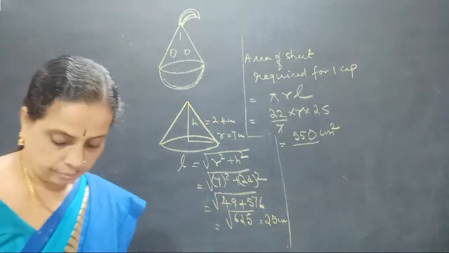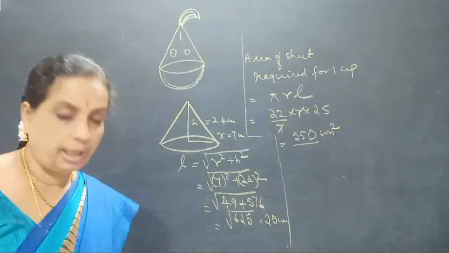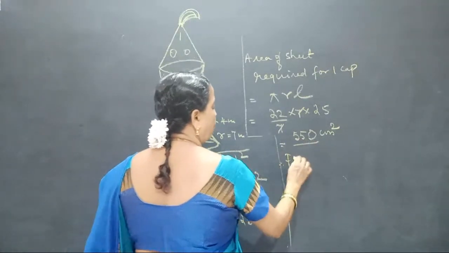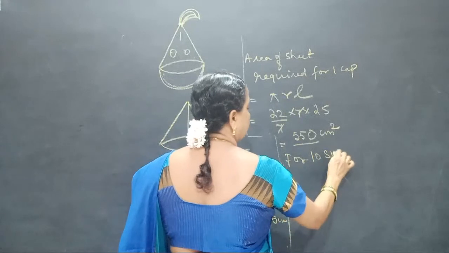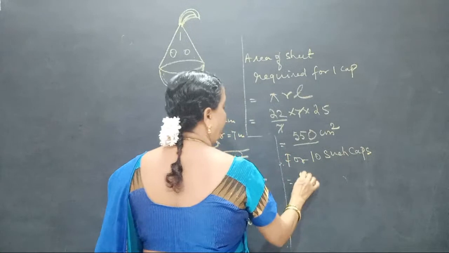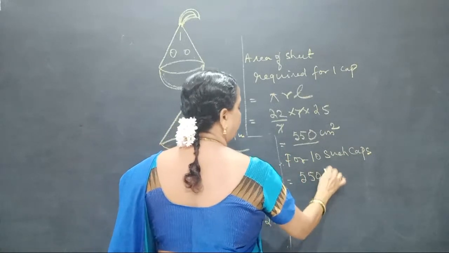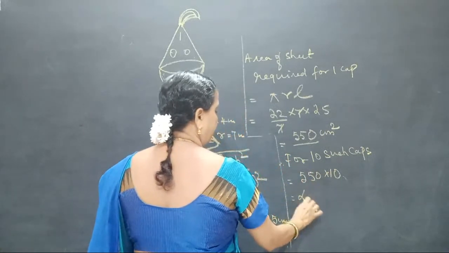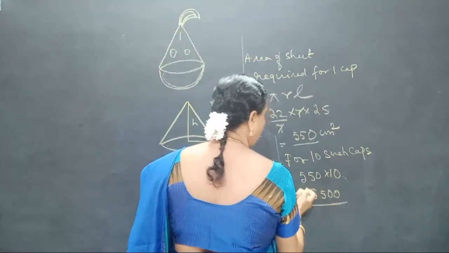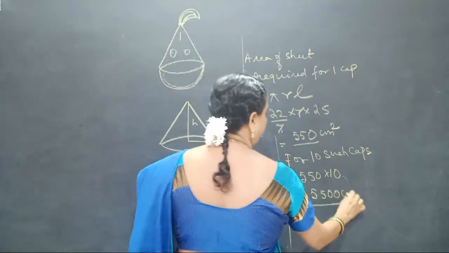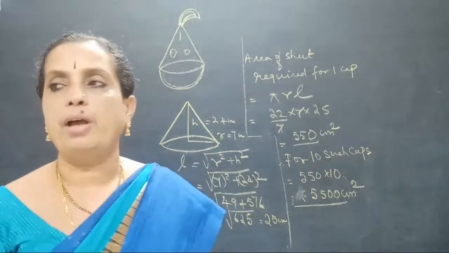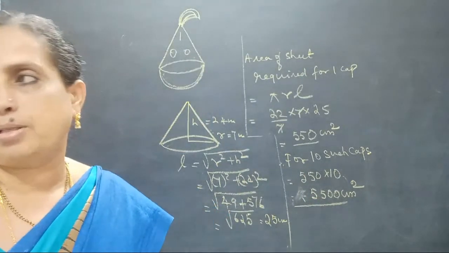Calculate the answer. Area of sheet required for one cap is 550. Therefore, for 10 such caps, somebody has written into 10. That I know. I need the final answer. 550 into 10. What do you get? It is 5,500. I'm sorry, 5,500 centimeters square. Total sheet required to make 10 such caps.